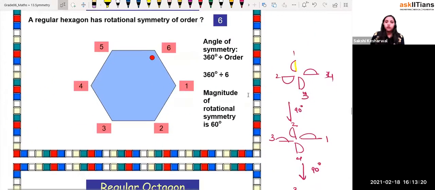Order of rotation. For a regular hexagon, the number of lines of symmetry will be 6. The magnitude of rotation symmetry will be what, beta? 360 divided by 6, and the order is going to be 6, which is equal to 60 degrees. So if you rotate every 60 degrees, the figure looks the same, right?